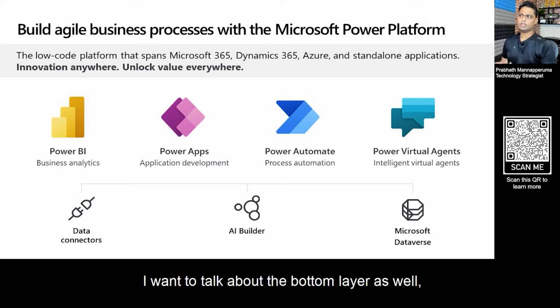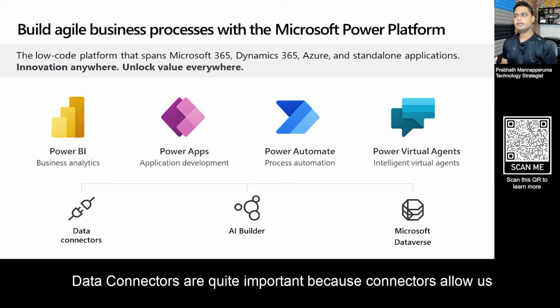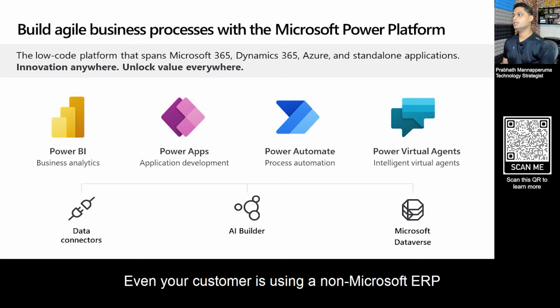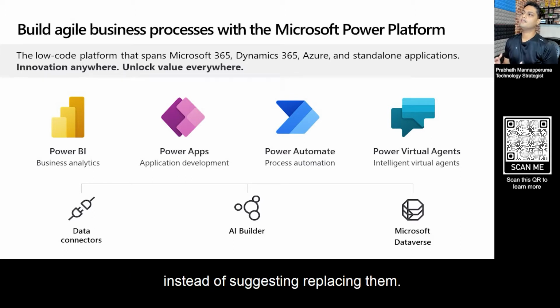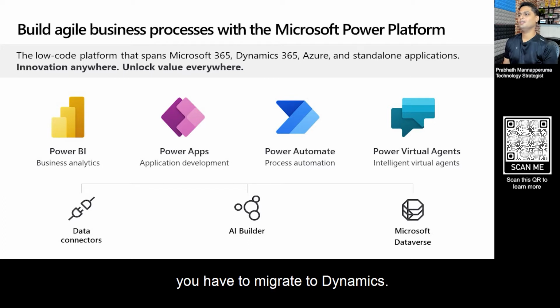I want to talk about the bottom layer as well on this chart. I will start with the data connectors. Data connectors are quite important because connectors allow us to connect other data sources at any point. Even if your customer is using a non-Microsoft ERP or CRM solution, you can easily interact with those systems instead of suggesting replacing them. So I think that is the practice most of the time we were having, right? I mean, when your customer is using a third party ERP or CRM, any other system, you are saying, okay, you have to migrate to Dynamics or you have to migrate to a first party solution.